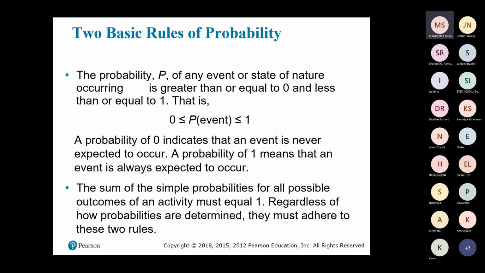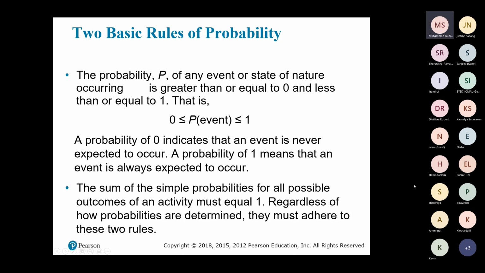Your total probability cannot exceed 1. You must have a total of 1. So your total must be equal to 1.